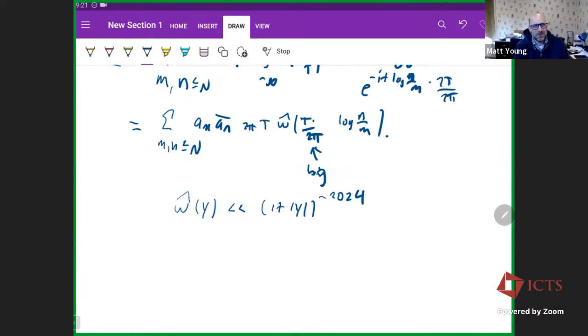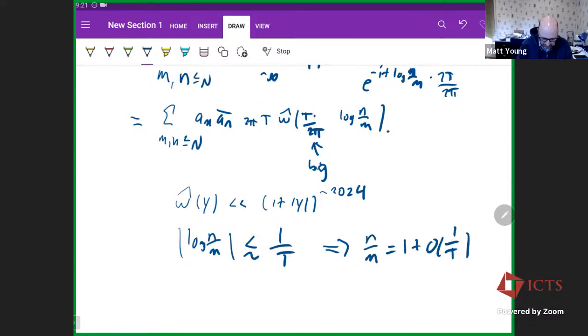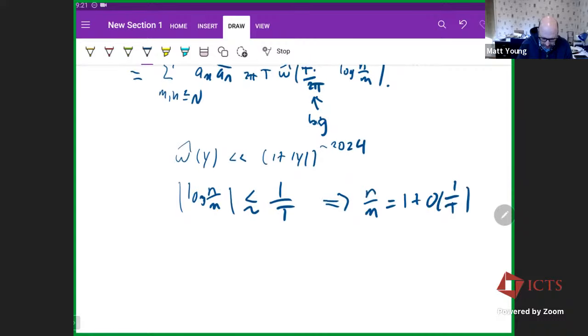Anyway, so any power you like, of course. And so basically that's going to mean that log n over m, you want to think of that as saying approximately smaller than 1 over T. And so that's basically going to imply that n over m has to be like 1 plus big O of 1 over T. And then which would imply that n minus m is less than n over T.